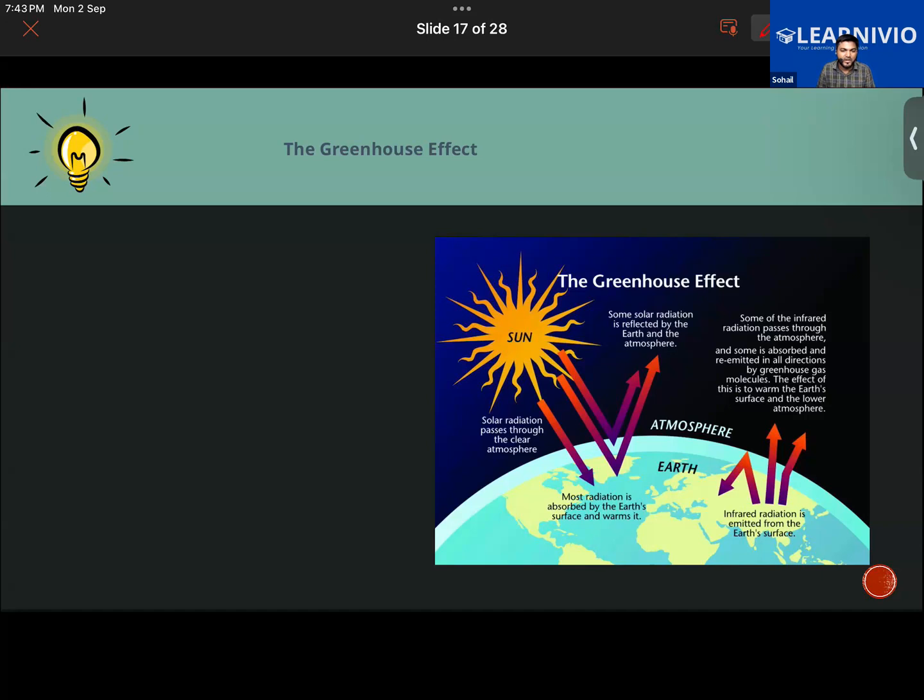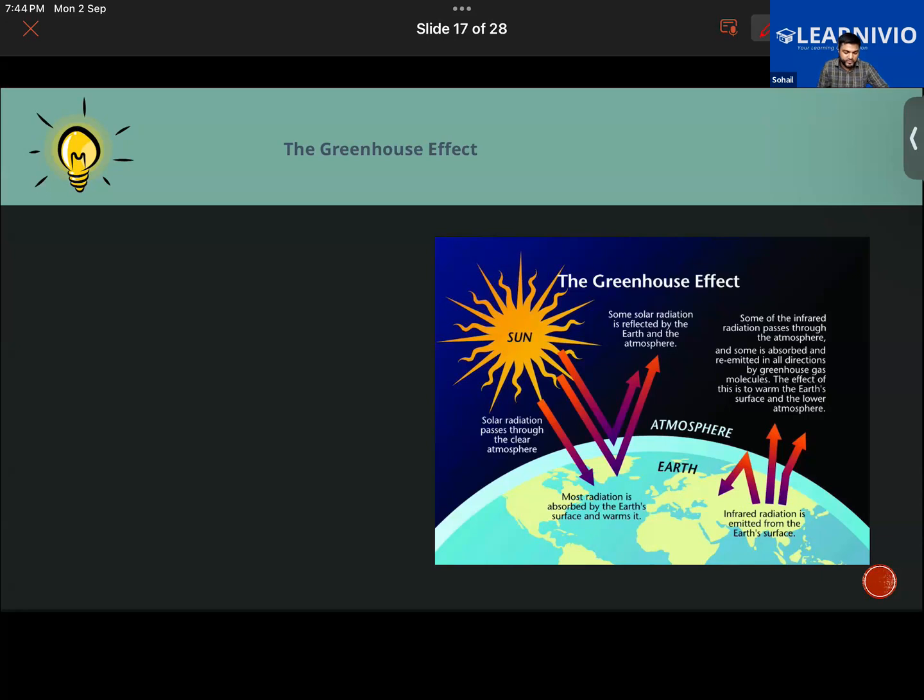Although this greenhouse effect, to some extent, is important, to some extent the presence of carbon dioxide and other gases in the atmosphere is important. But if it increases beyond a certain level, then it becomes problematic. Got this, everyone? If it increases beyond a certain level, then it becomes problematic for the earth.